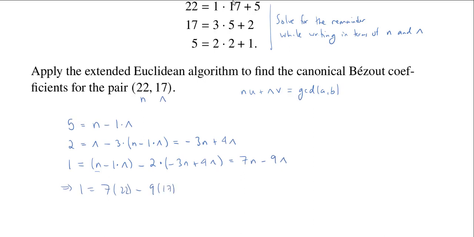Okay, let's see, does this check out? Let's see, 7 by 22, that's 154. And 9 by 17, that's what, 153. Yep, 154 minus 153 is equal to 1. Okay, so that's the Medina method.